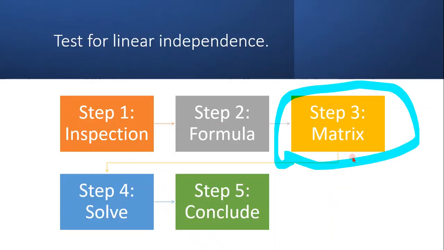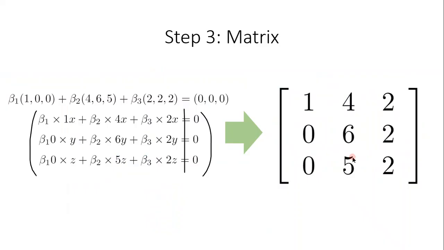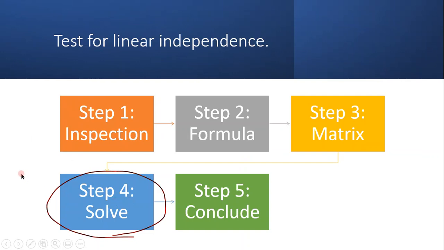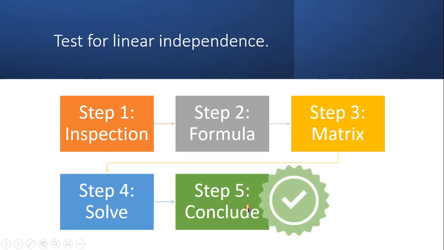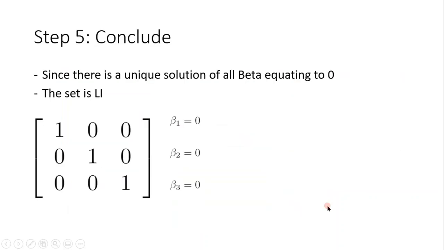So next, you want to put it into matrix form to make things easier, because this is much easier to solve than this mess. Now you want to solve it. It's the fun part. Look at that. Yeah, it gets fun. But if you perform all the row operations correctly, you should get reduced row echelon form via Gauss elimination. Lastly, you get to conclude.